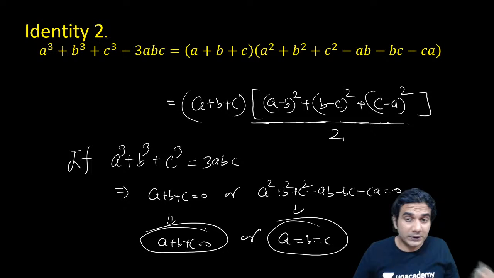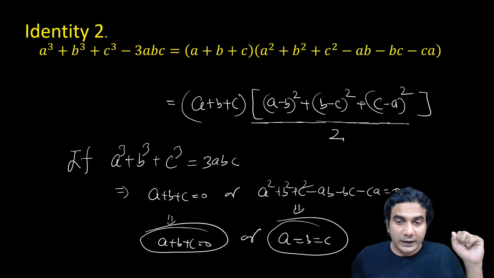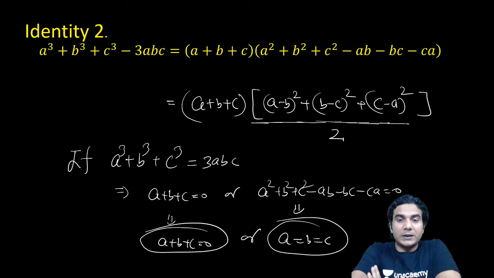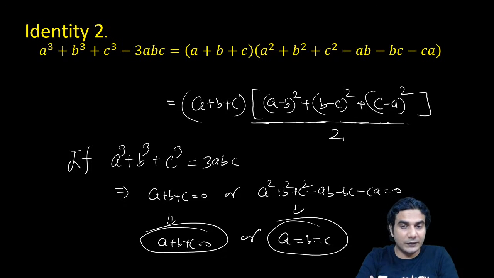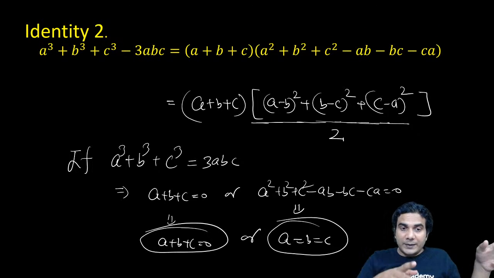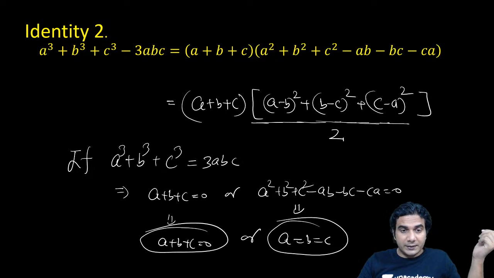So if a cube plus b cube plus c cube is equal to 3abc, we can conclude two things, not one. Most of the time students learn only one thing, that a cube plus b cube plus c cube is equal to 3abc means a plus b plus c is equal to 0. No, that is not necessary. a plus b plus c may be 0, or it might not be 0, but a is equal to b is equal to c will work. It might happen that a plus b plus c is not 0, but a is equal to b is equal to c. Or it might happen that a plus b plus c is equal to 0, but a is not equal to b is not equal to c. So both of the results are possible.